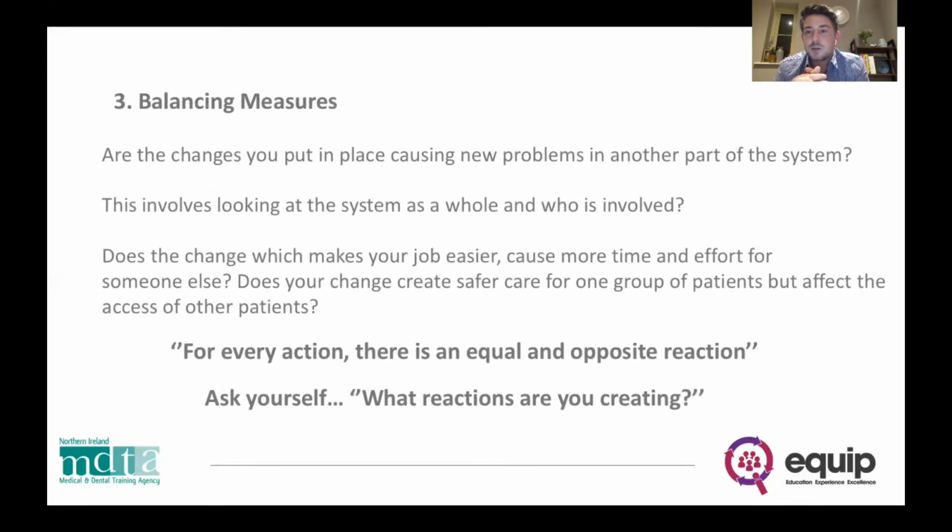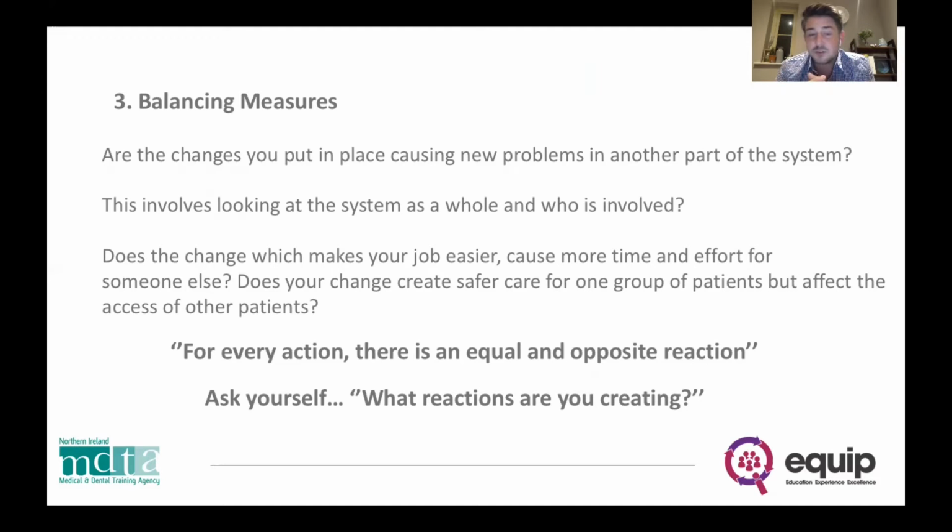The next type of measure, which is just as important as the others, are balancing measures. Are the changes you put in place causing new problems in another part of the system? This involves looking at the system as a whole and who else is involved. Does the change which makes your job easier cause more time and effort for someone else? And does your change create a safer care for one group of patients that you're interested in, but possibly affect the access of other patients in the surgery?